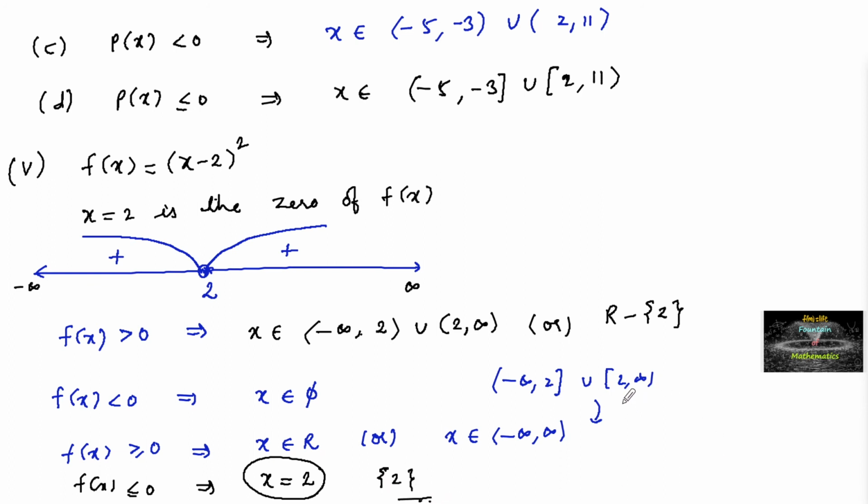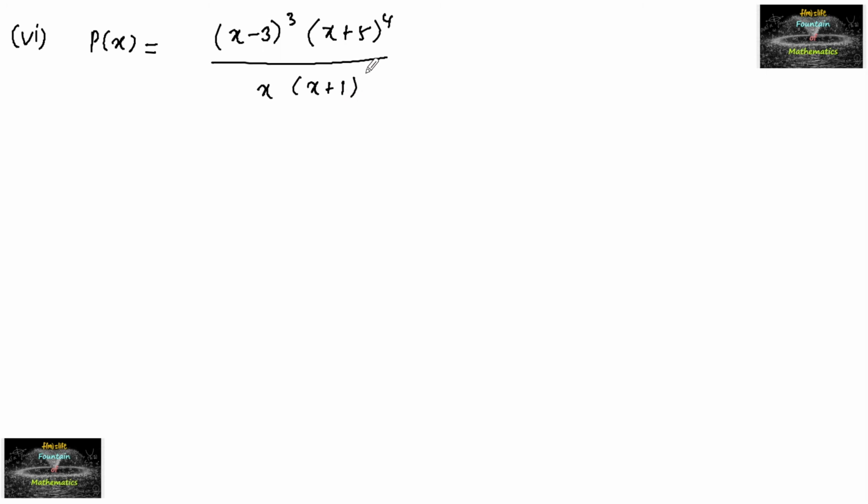Okay, let's see another example. Let's take p of x equal to (x minus 3) whole power 3 into (x plus 5) whole power 4, upon x into (x plus 1) whole to the power 6. So which is of the form f of x by g of x.